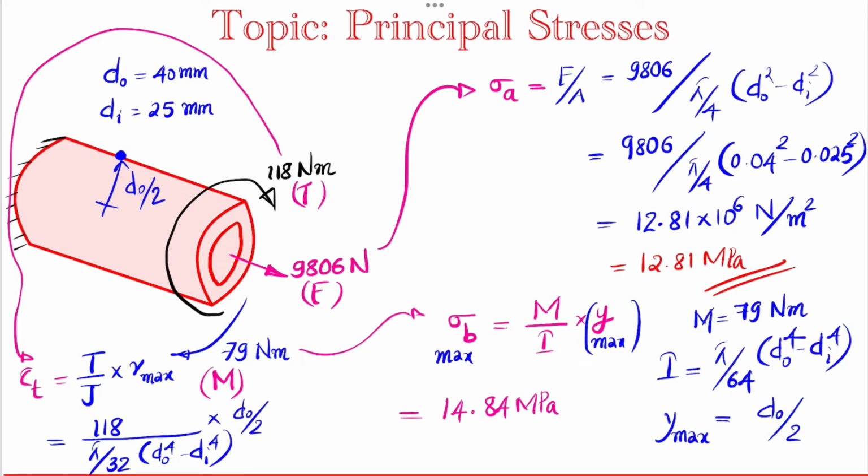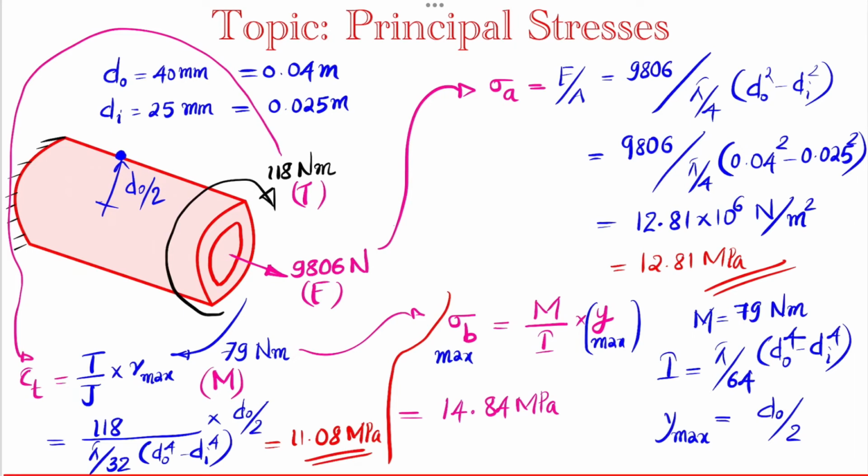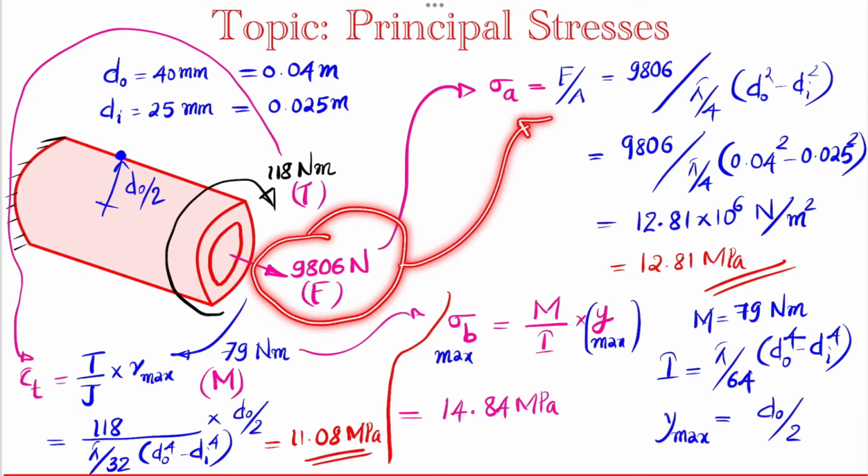Here also I will be substituting all these values. The outer diameter is 0.04 meter and the inner diameter is 0.025 meter. Then I will get the torsional shear stress value of 11.08 megapascal.